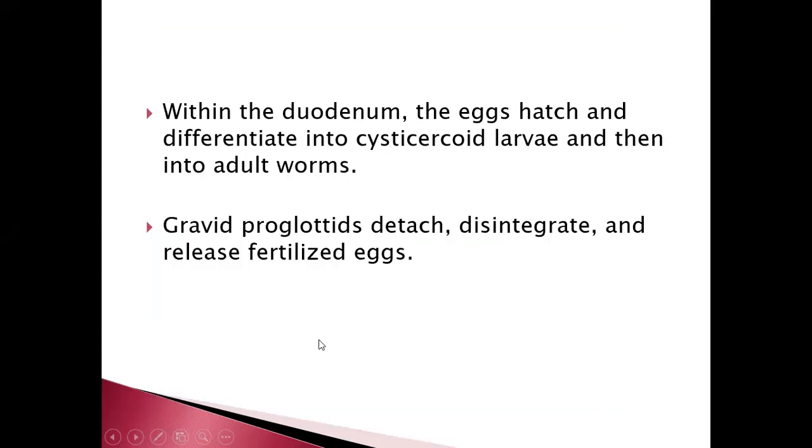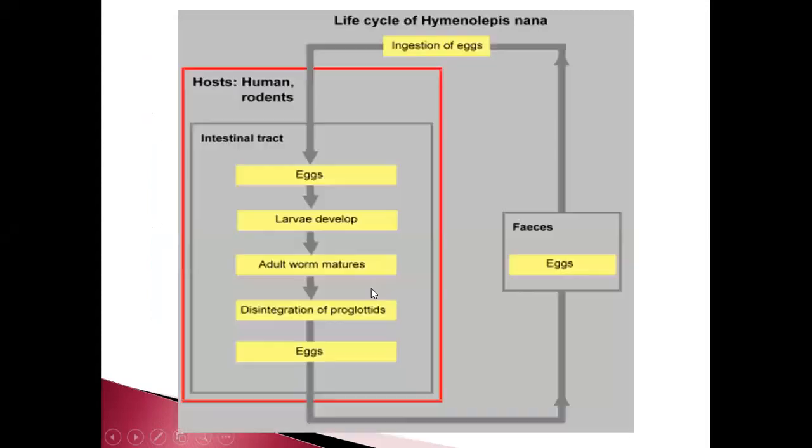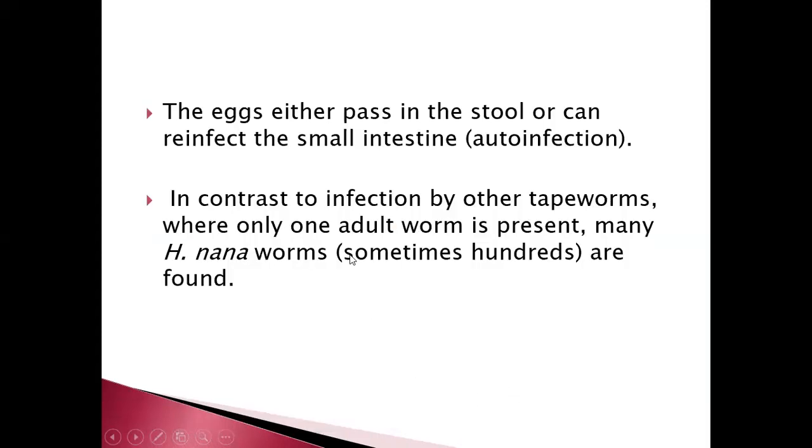Within the duodenum, the eggs hatch and differentiate into cysticercoid larvae and then into adult worms. The gravid proglottids detach, disintegrate, and release the fertilized eggs. If you see, this is the cycle. Ingestion of the egg by humans, the egg becomes larvae and then adult worms, and then the proglottids disintegrate again into eggs. These eggs are released into the feces and taken up again from the environment by humans. The egg either passes into the stool or can reinfect the small intestine, so auto-infection can happen.